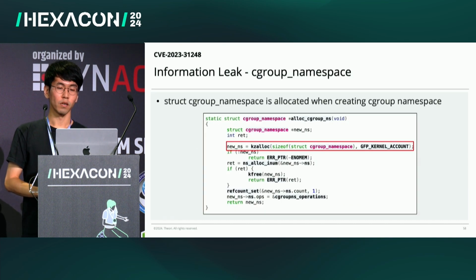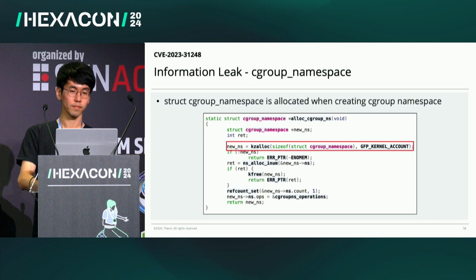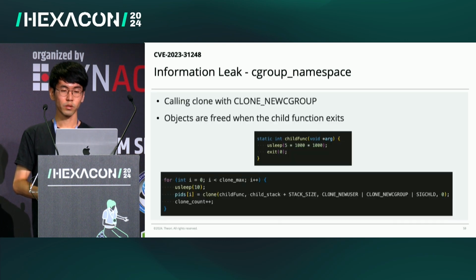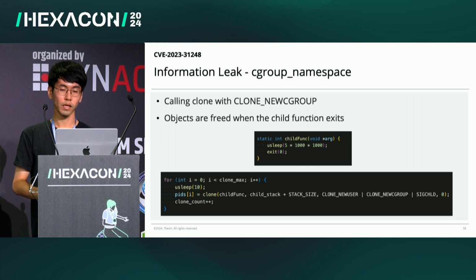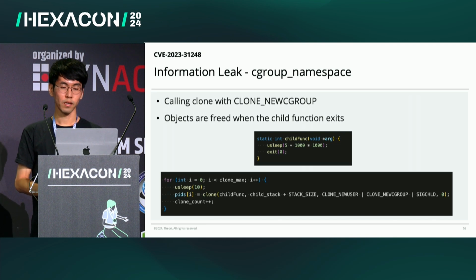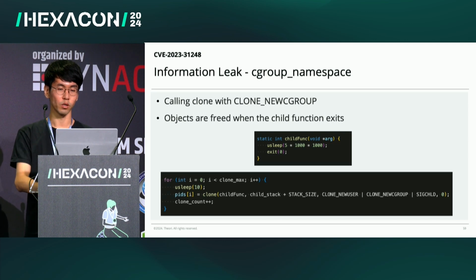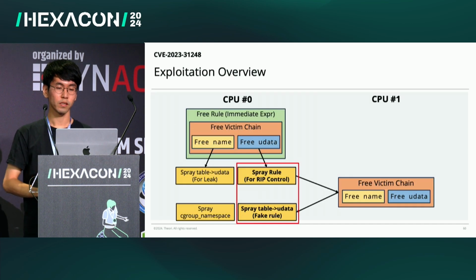The cgroup namespace is allocated in the alloc_cgroup_ns function, which is called when the cgroup namespace is created. So, to spray the cgroup namespace, we call clone with CLONE_NEWCGROUP as an argument. After executing the clone, we read the table's udata to get the address of ops to bypass KASLR and read the ucounts to store fake ops. Now, we have leaked the information we need for our exploit.